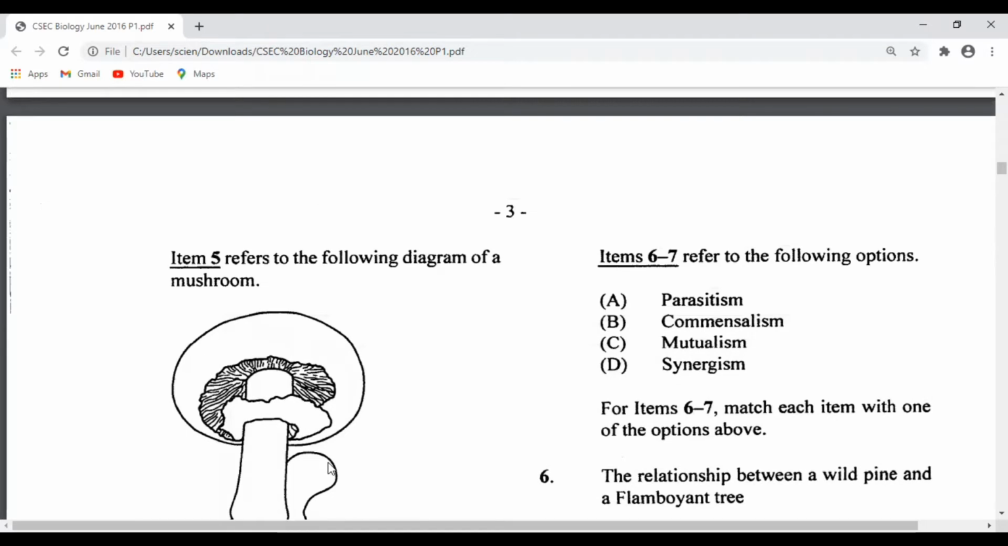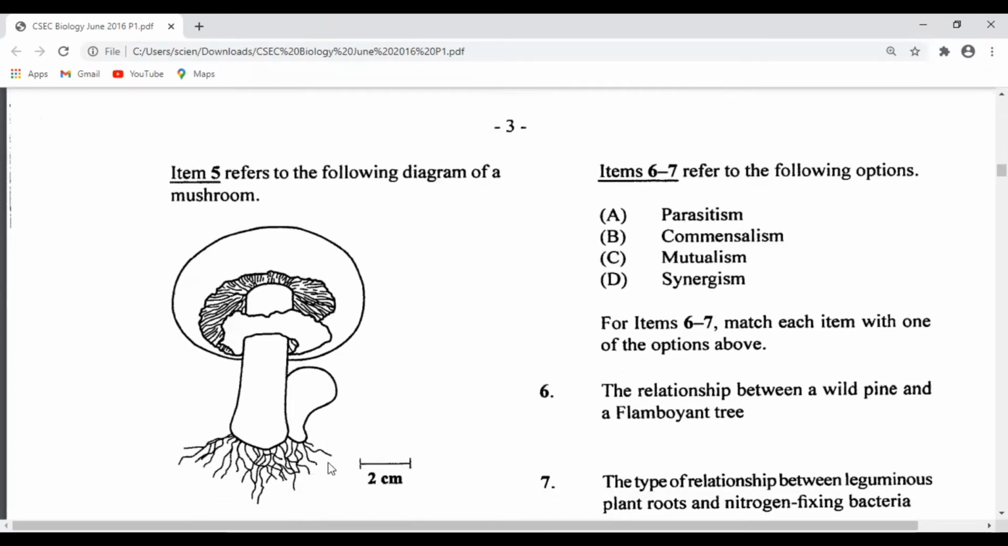So question 6. Items 6 to 7 refer to the following options. We have A, parasitism; B, commensalism; C, mutualism; D, synergism. For items 6 to 7, match each one above with one of the options below. So for 6, the relationship between wild pine and a flamboyant tree.